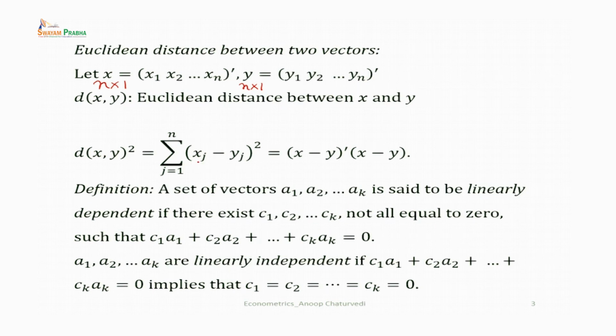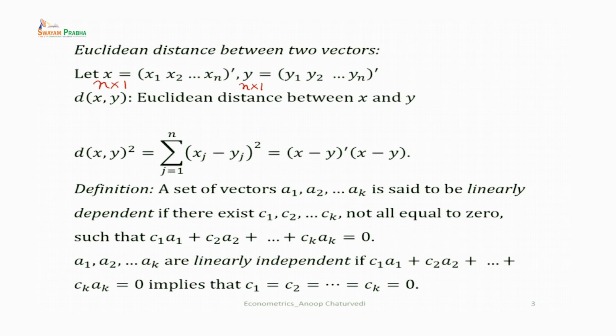We take the difference between the jth element of x and the jth element of y. So, you get xj minus yj, we take a square of this and then we take the summation j equal to 1 to n. And you can easily verify that this summation is equal to (x minus y) transpose (x minus y). In vector notation, you can write the square of the Euclidean distance as (x minus y) transpose (x minus y), or dxy is equal to [(x minus y) transpose (x minus y)] to the power half.